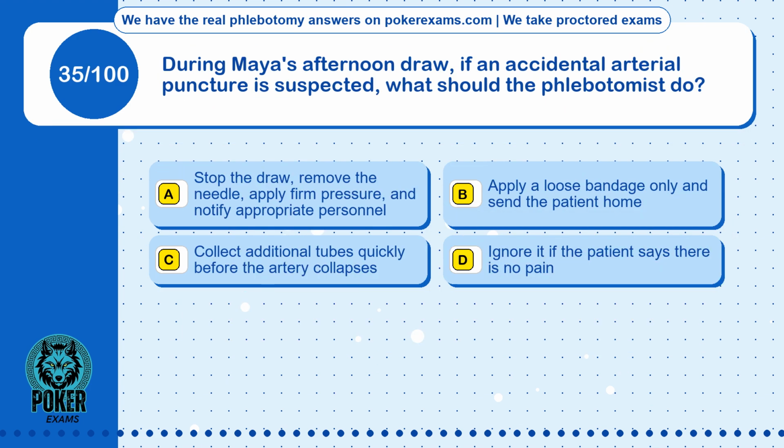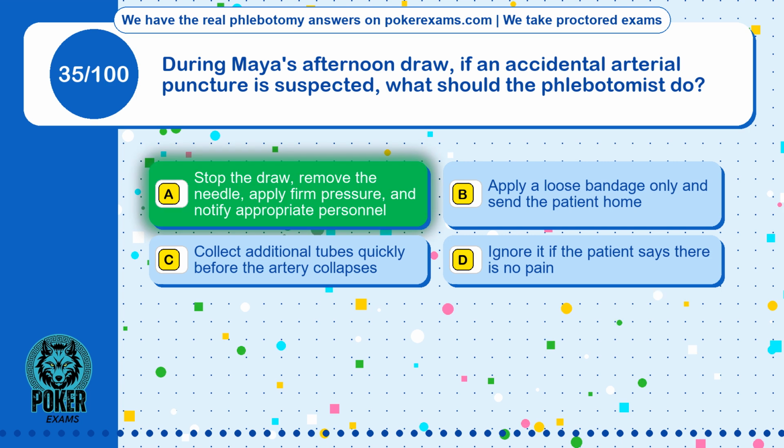Question 35. During Maya's afternoon draw, if an accidental arterial puncture is suspected, what should the phlebotomist do? Option A. Stop the draw, remove the needle, apply firm pressure, and notify appropriate personnel. Option B. Apply a loose bandage only and send the patient home. Option C. Collect additional tubes quickly before the artery collapses. Option D. Ignore it if the patient says there is no pain.